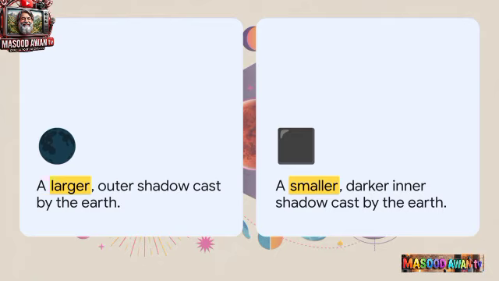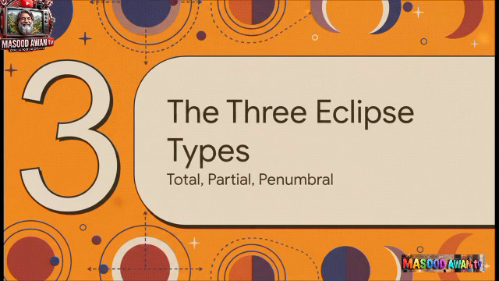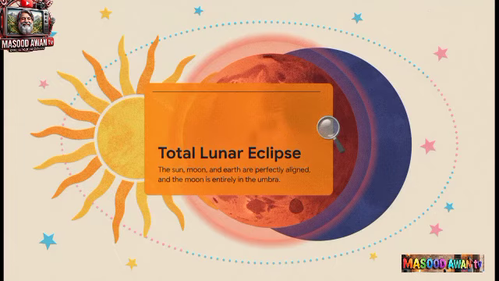Honestly, understanding the difference between these two shadows is the absolute key to understanding what kind of eclipse we end up seeing from the ground. Which takes us to Section 3, the 3 eclipse types: total, partial, and penumbral. Depending on exactly how the moon moves through those two distinct shadows we just talked about, we get 3 completely different visual experiences. The first, and undoubtedly the most famous, is the total lunar eclipse.